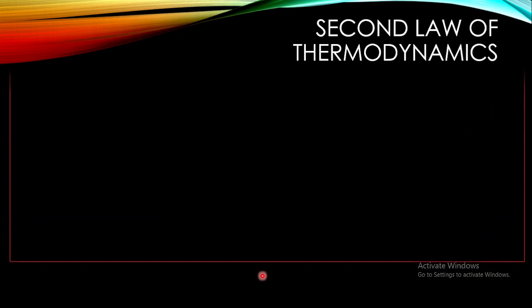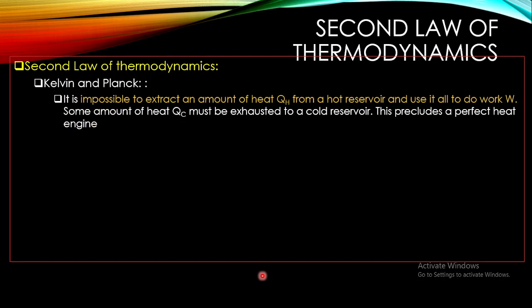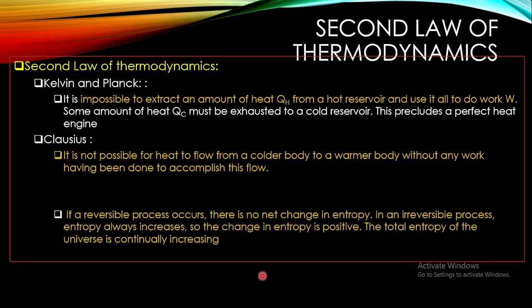Okay, so the second law of thermodynamics has been defined in terms of transfer of heat by Kelvin and Planck, and by Clausius. Kelvin and Planck remarked that it is impossible to extract an amount of heat from a hot reservoir and use it all for work. Some has to be exhausted to the cold reservoir. While Clausius pointed out that it is not possible for heat to flow from a colder body to a warmer body without the help of any work.